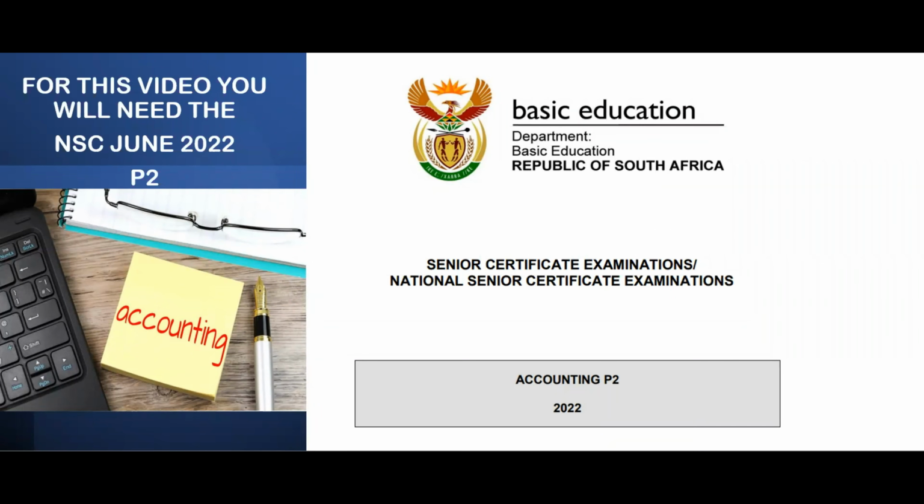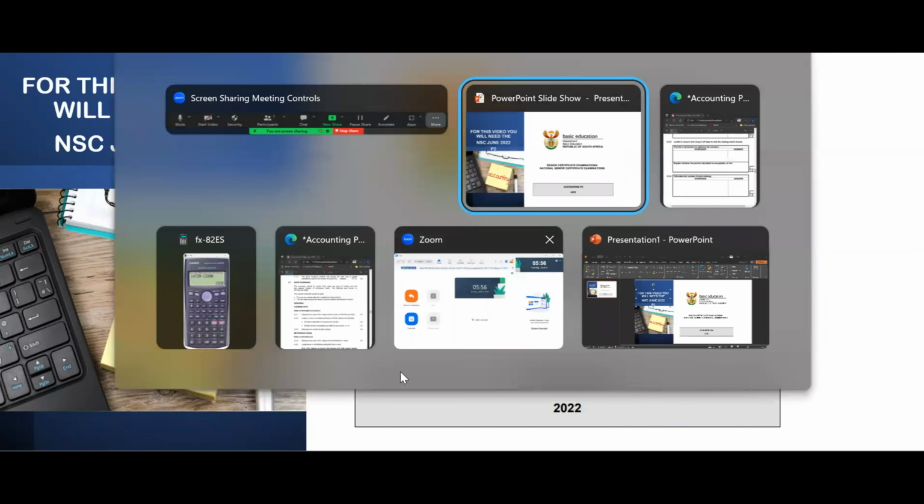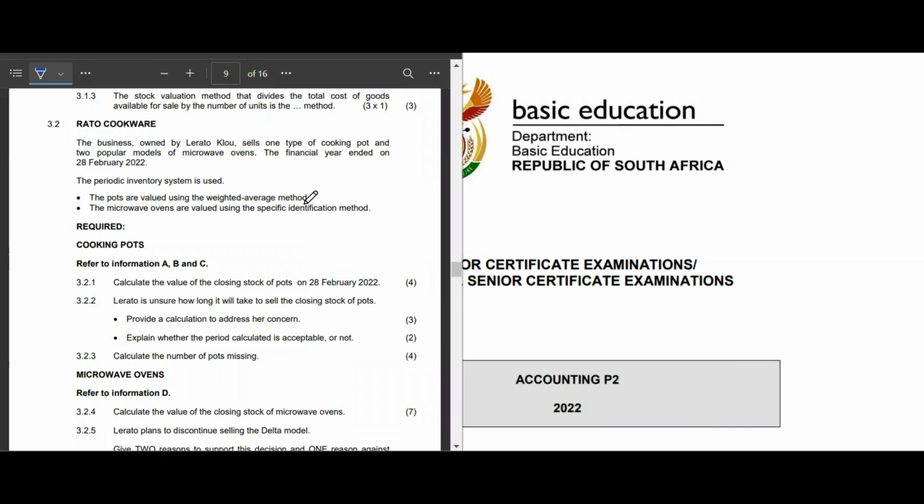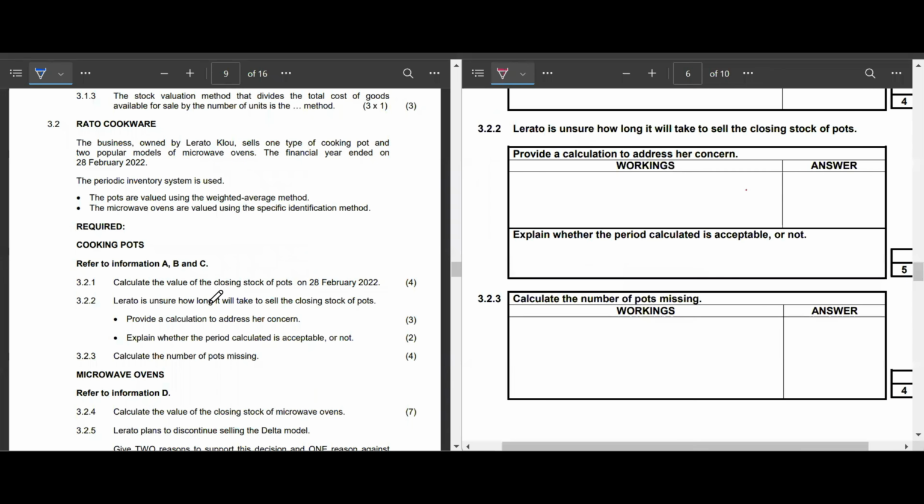In the previous video, with the November 2022 Paper 2, we managed to do inventory valuation. We did the FIFO and the specific identification, but we had not yet covered the weighted average. So in this paper, the June 2022 paper, we get a chance to do those calculations. Let us meet on question 3.2. I will do 3.2.1, and then we see how far we can go.